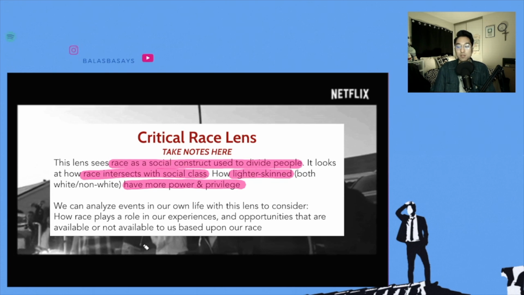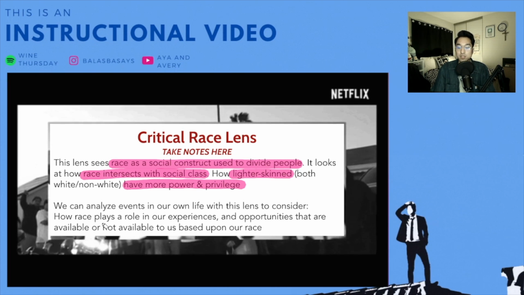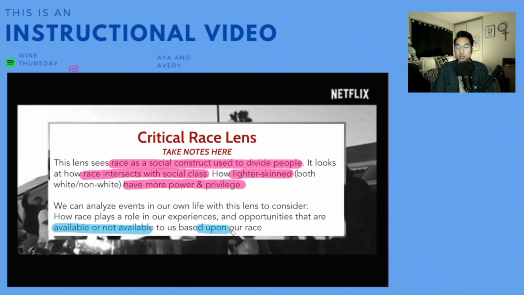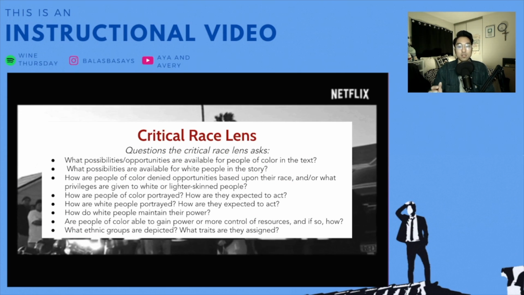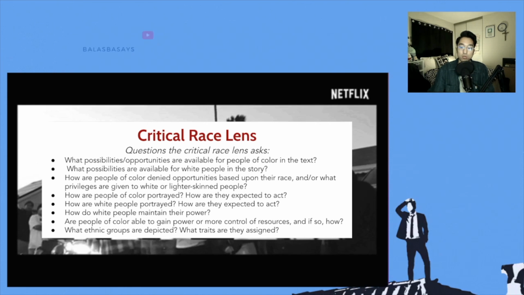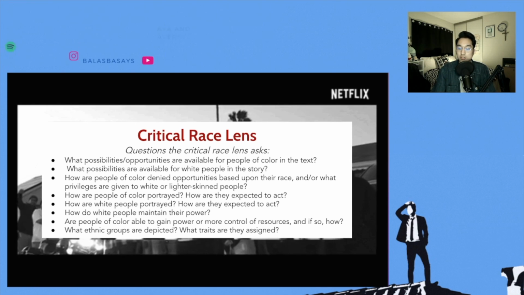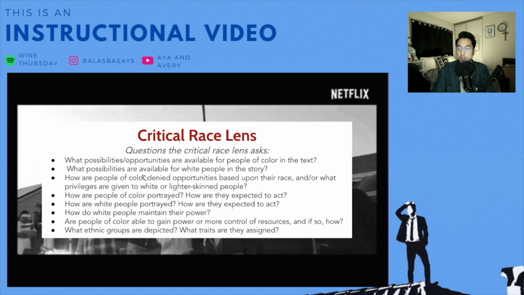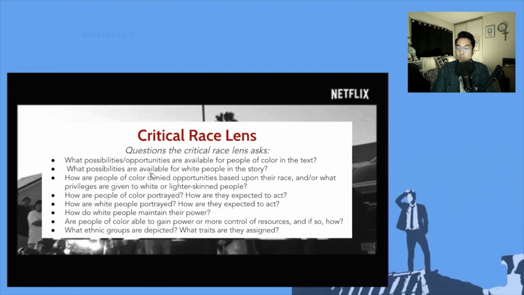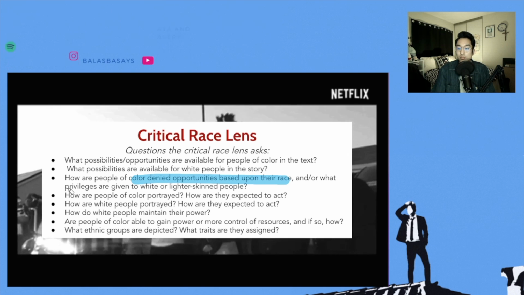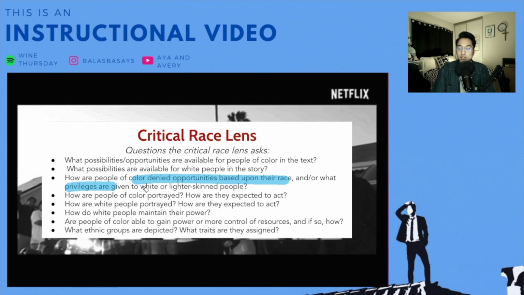How does race play a role in our experiences and opportunities that are available or are not available to us based upon our race? Some related questions that a reader might ask when looking through the critical race lens: What possibilities or opportunities are available for people of color in the text? What possibilities are available for white people in the story? How are people of color denied opportunities based upon their race? And or what privileges are given to white or lighter-skinned people?